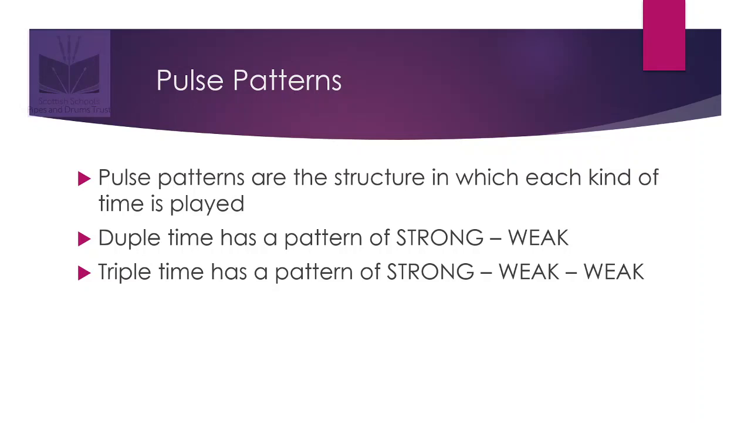Go out. So, triple time is a pulse pattern of strong, weak, weak. So you've got 3. So the strong one would be boom, weak, weak, strong, weak, weak. 1, 2, 3. So if somebody says to you, what's the pulse pattern for triple time? You would say it's strong, weak, weak.